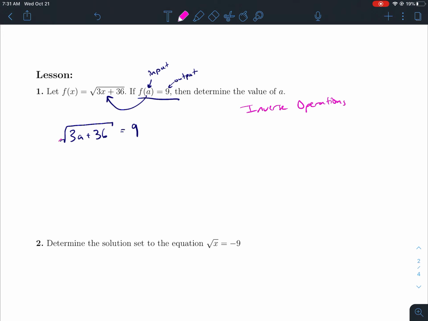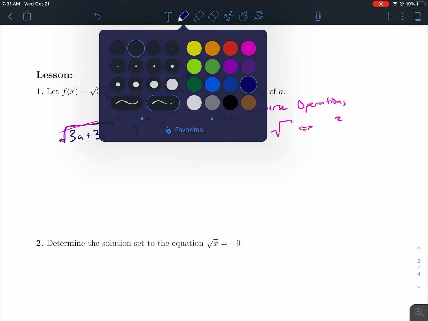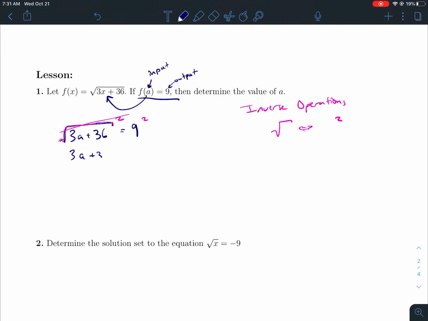We're going to solve for a using the same method that we always use, inverse operations. So the first thing we have to remove is this roof on top of the entire expression. And we can't get at anything inside of here until we get rid of that roof. So the opposite of a square root is a square. So we square both sides. That gives us 3a plus 36 equals 9 squared, which is 81.